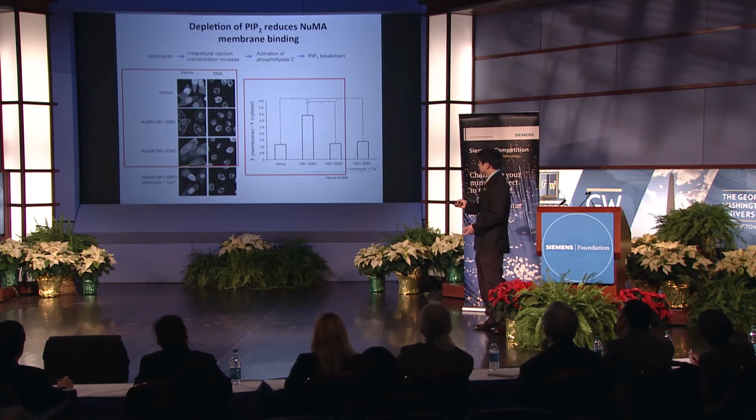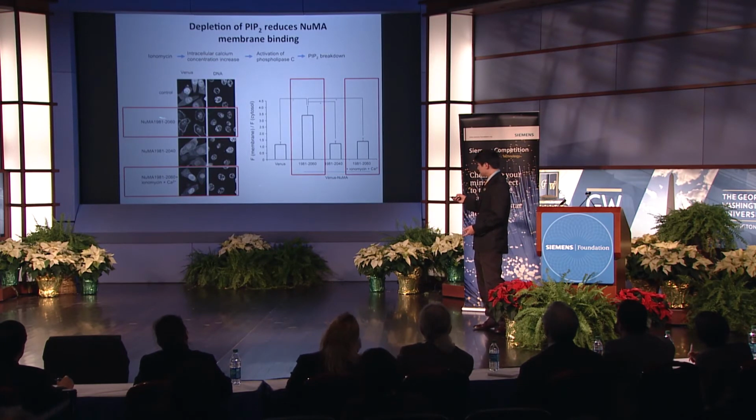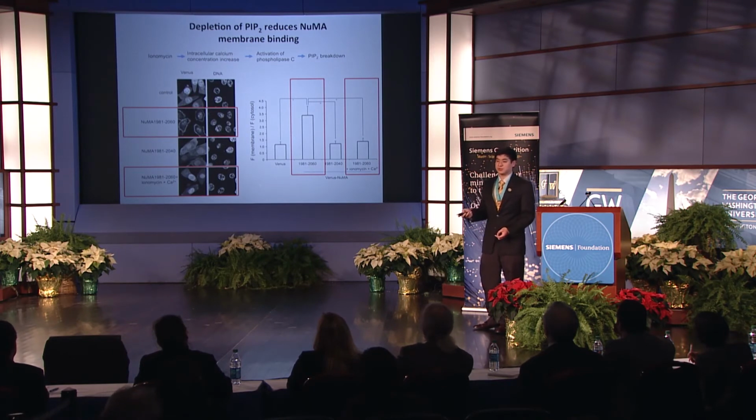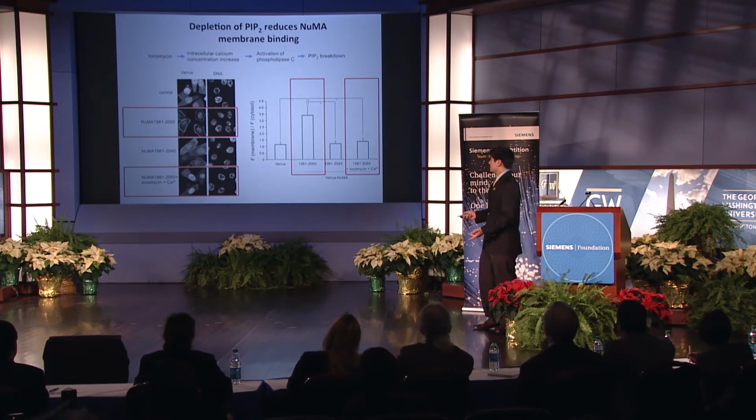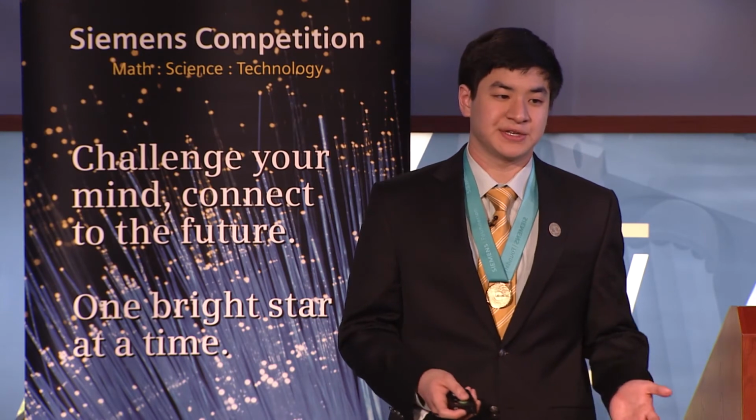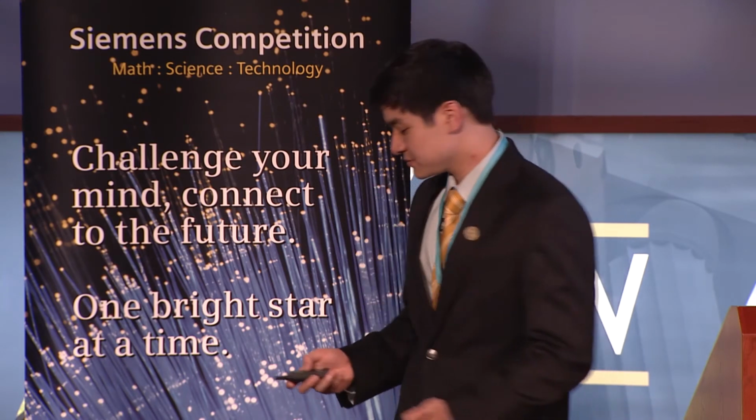Here are transfection experiments showing that this region of NuMA can bind to the membrane, and this region, 1981 to 2040, cannot. Compared with untreated cells, cells treated with ionomycin showed significantly reduced membrane binding. Here's the data quantified in this table. This shows that NuMA can associate with the membrane through direct binding to PIP2, with depletion of PIP2 in turn reducing the amount of NuMA membrane binding.